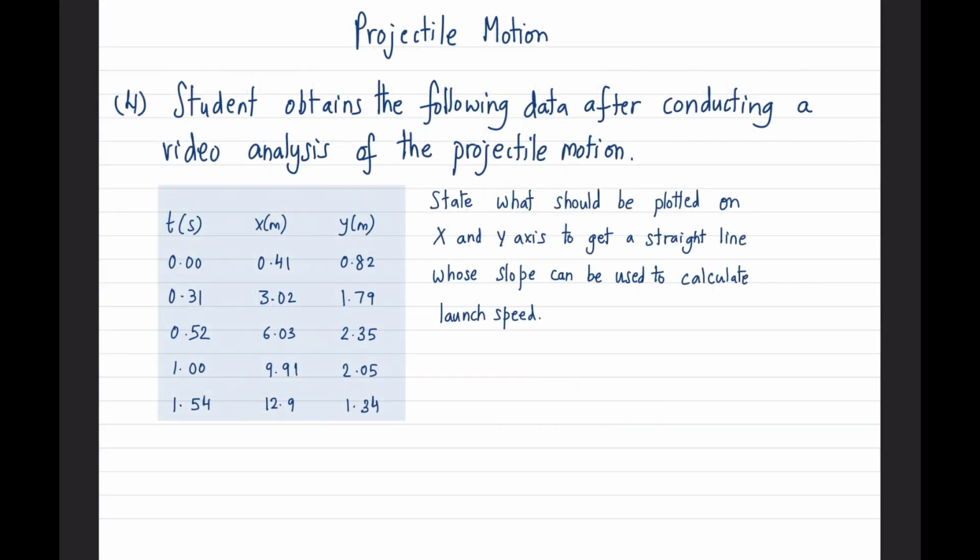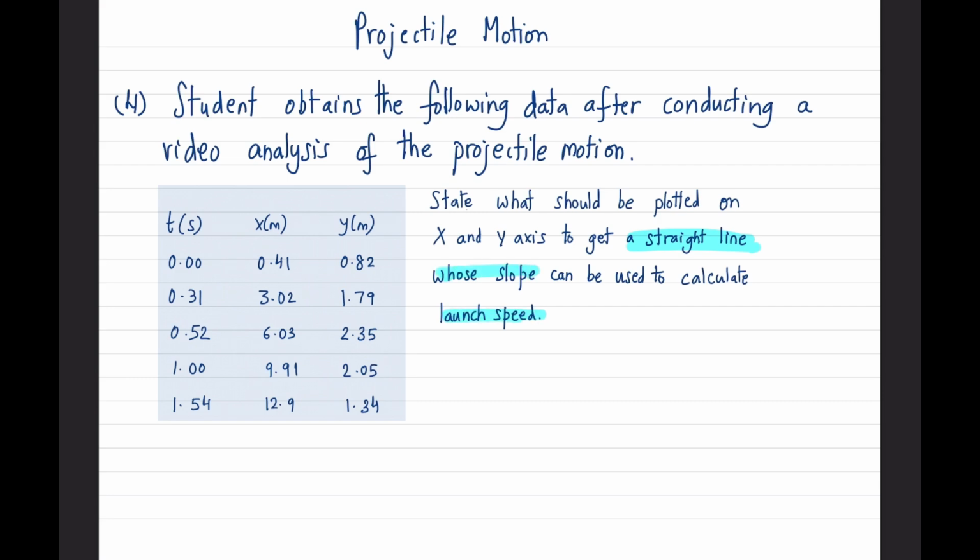Now in this last part, a student obtains the following data after conducting a video analysis of the projectile motion. So now we have got the value for t, x and y. It's asking you to state what should be plotted on x and y axis to get a straight line whose slope can be used for calculating launch speed. So key points here: we want to get a straight line, and second, we want to use the slope to get the launch speed.